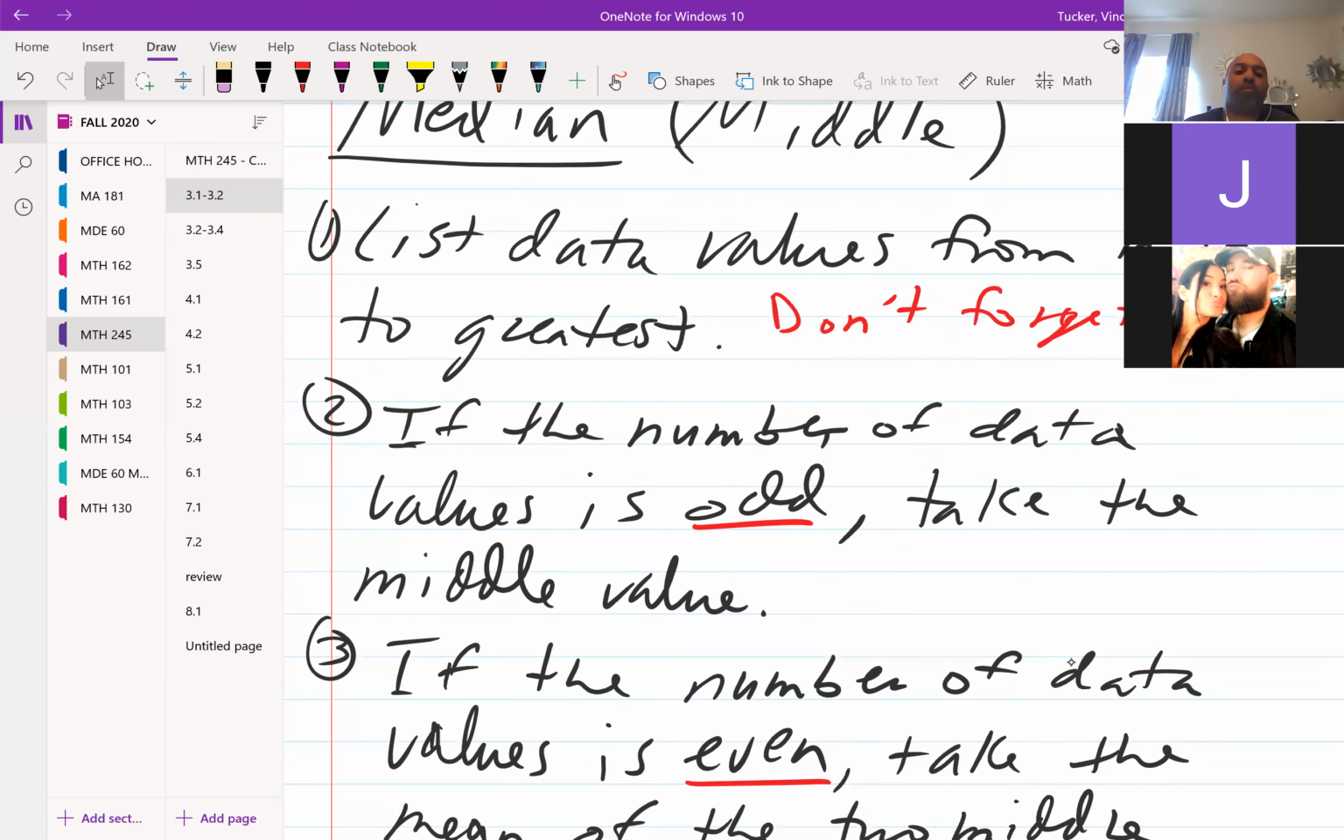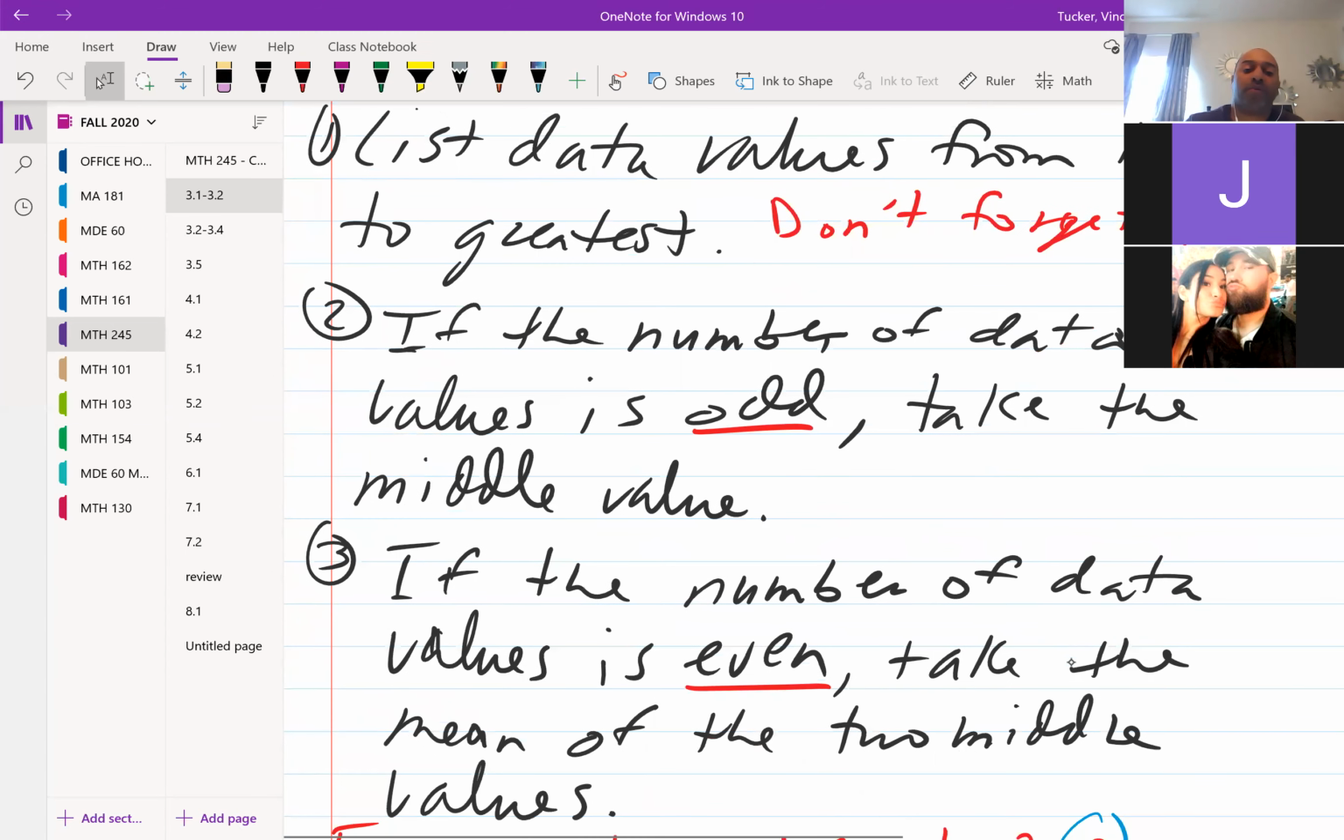And then if the number of data values is odd, you're going to take the middle value. If the number of data values is even, you're going to take the mean of the 2 middle values. In other words, the average of the 2 middle values. So if you have an odd number of data values, you will have a middle number. If you have an even number, then you won't have a middle number, so you'll take the 2 middle values, add them together, and divide by 2.